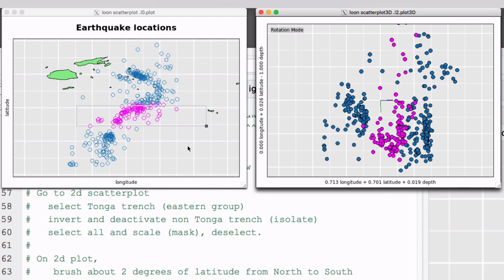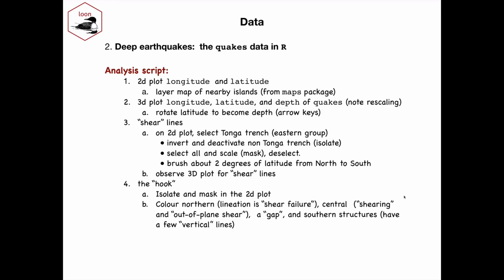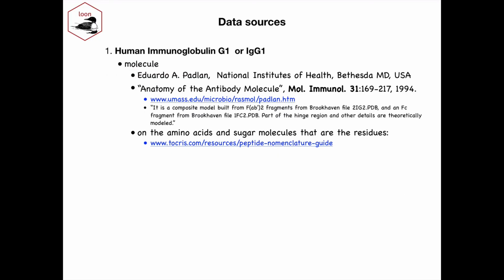So back to the slides. Right, so that ends the demonstration. I just want to give you the sources of the data so you can go check it for yourself. You can find the data that I have here at the UMass website from Eduardo Padlan. He still has that data up. It's from a 1994 paper. And I picked up the names of the amino acids and the sugar molecules that are off the carbohydrate chains from this source.